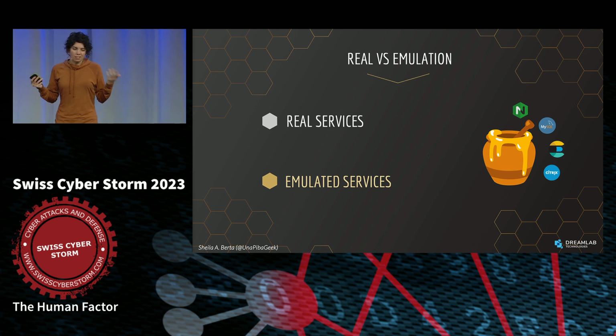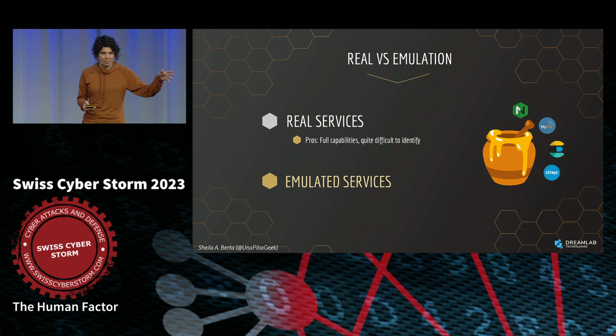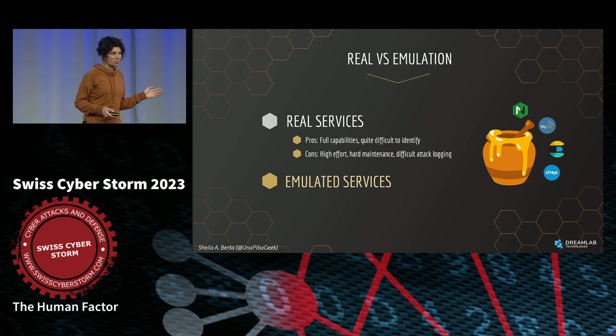There are two major categories of honeypots: the real services and the emulated services. Both have their pros and cons, let's say. The advantage of using real services is that you can expose the full capabilities of the service. I mean, allow the attacker to interact with all the functionalities. And of course, a real service is a real service, so it's quite more difficult to detect that it is being used as a honeypot. However, it requires a high effort to create a real service as a honeypot, because real services are not prepared to function as a honeypot. So the logging is complicated, the maintenance is complicated, you might need to redeploy the honeypot every time it is compromised, among many other constraints.